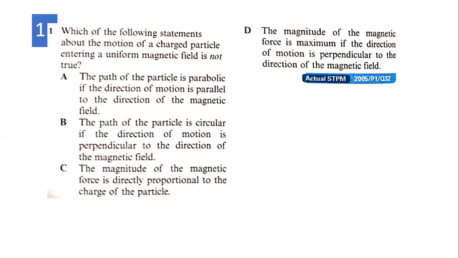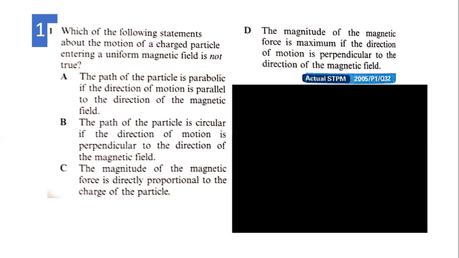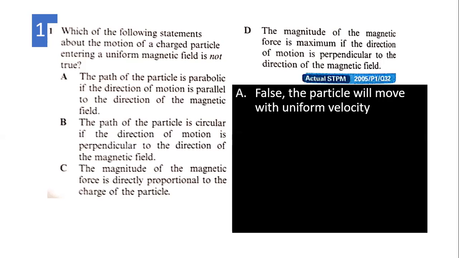It should be the same, constant velocity. As long as it's parallel, it doesn't matter whether parallel or anti-parallel, you still continue with uniform velocity, no force acting. B, the path of the particle is circular if the direction of motion is perpendicular to the direction of the magnetic field.